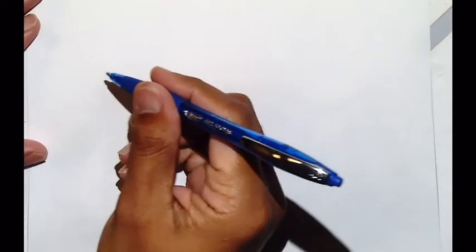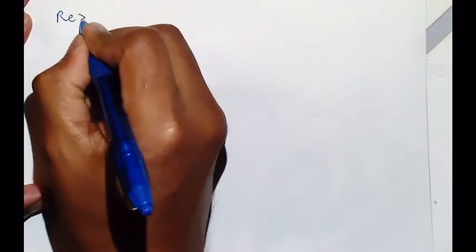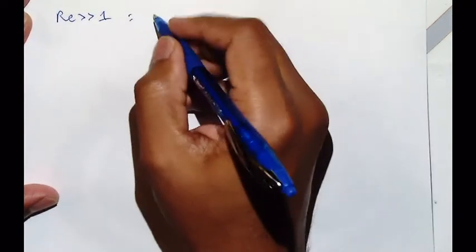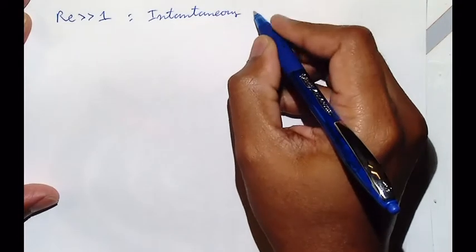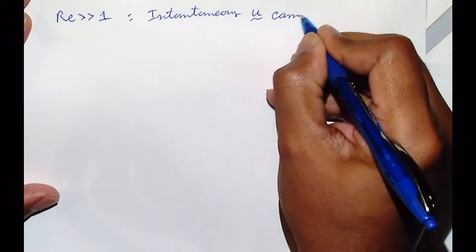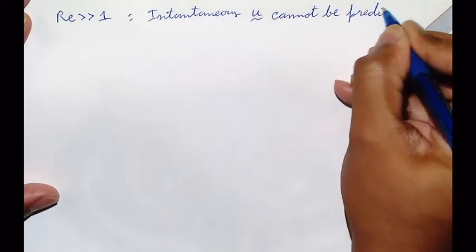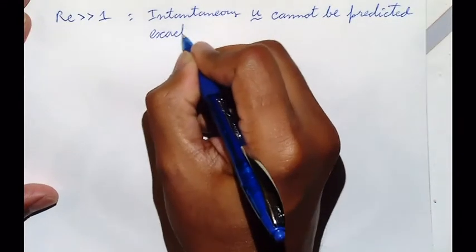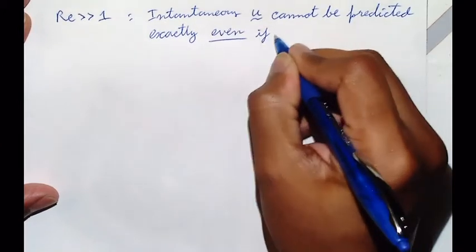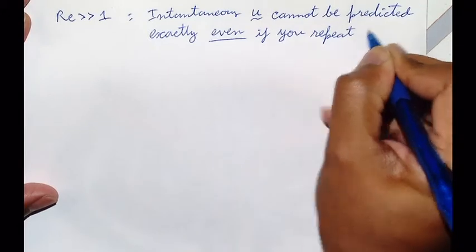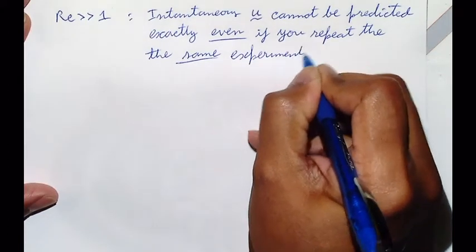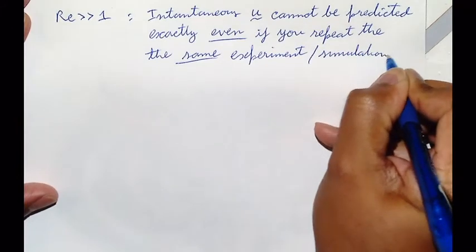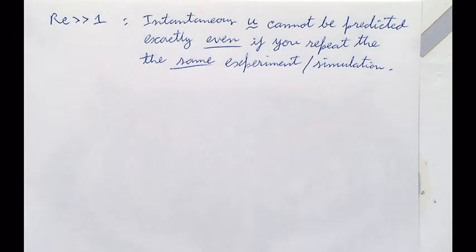So we talked about how with low Reynolds numbers, the flow behaves in a strange but very nice way. It's very predictable and time reversible. With high Re, we have the exactly opposite problem, which is that the instantaneous flow cannot be predicted exactly, even if you repeat the same experiment or simulation. Okay, what does that mean? So let's see.